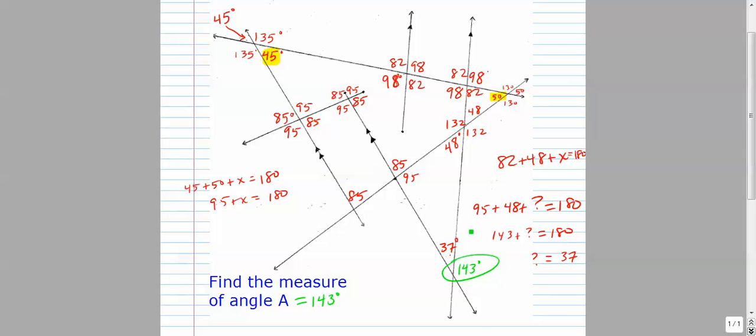So in that problem we utilized and implemented strategies of triangle sum theorem, parallel lines cut by transversal, supplementary angles, and vertical angles.